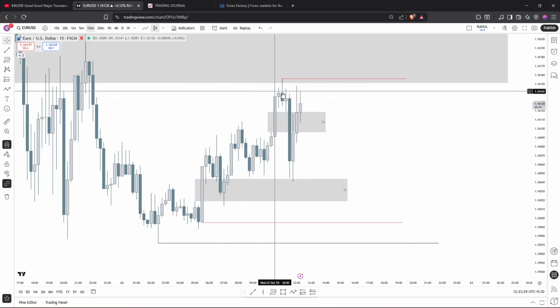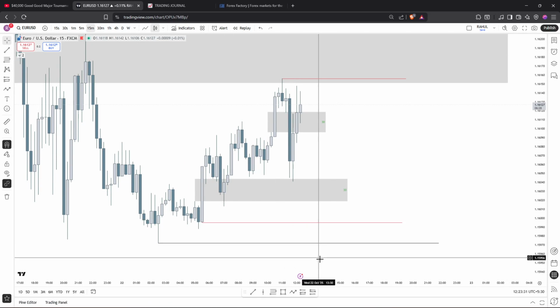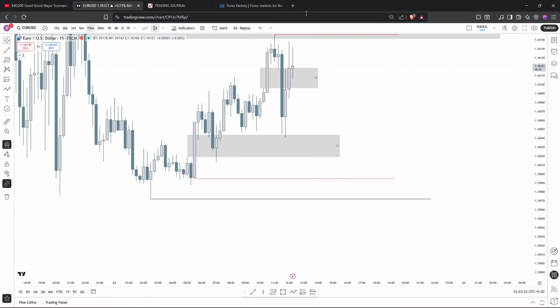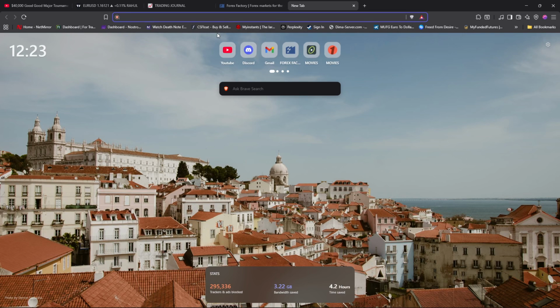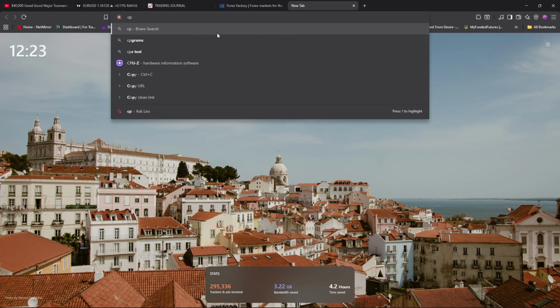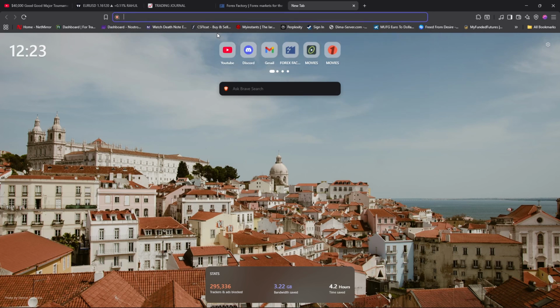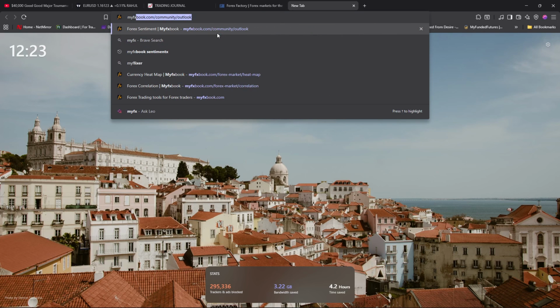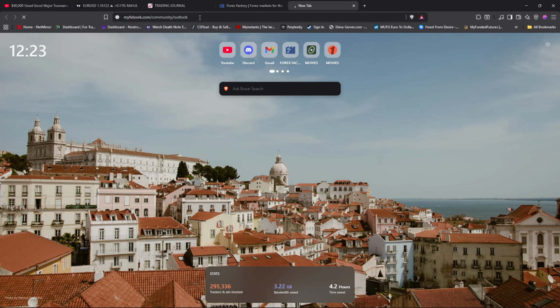So now there is no SMT for me here because GBP JPY has broken through this low. Now, let's see the correlation. If the correlations are working perfectly, then most probably I would like to see some sort of similar price action, similar movement.